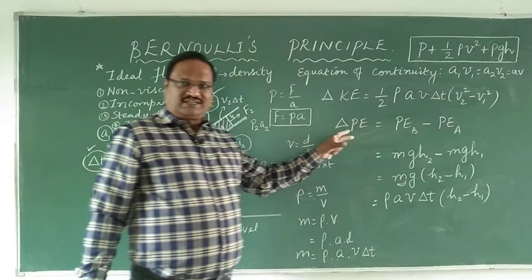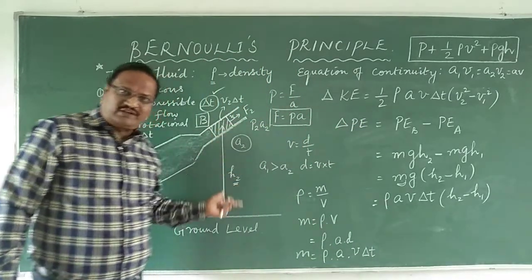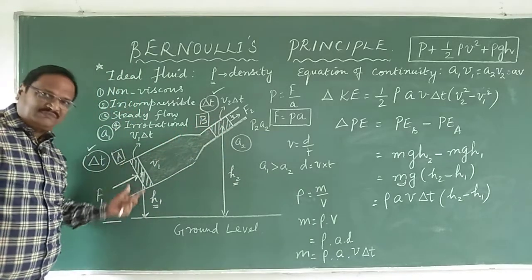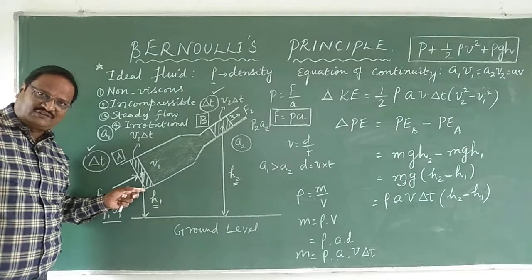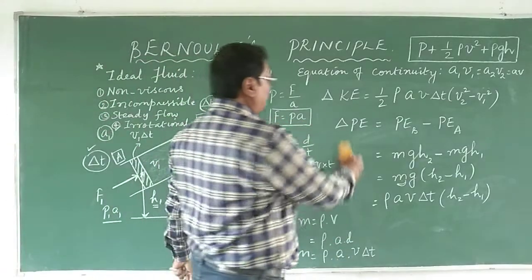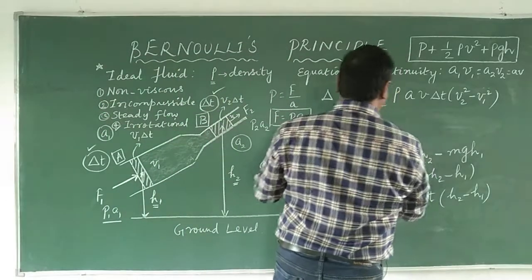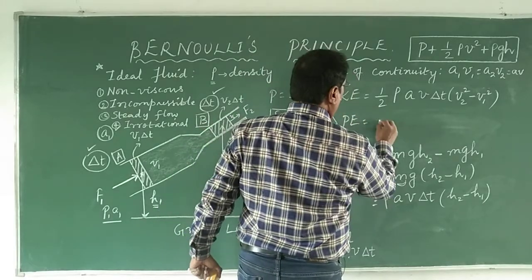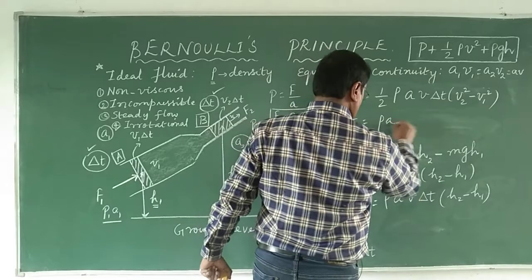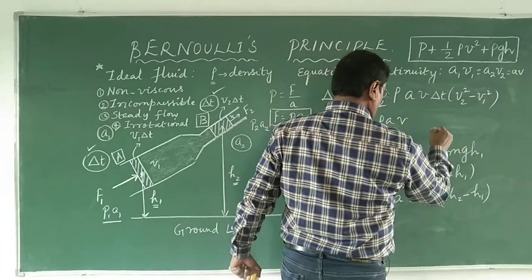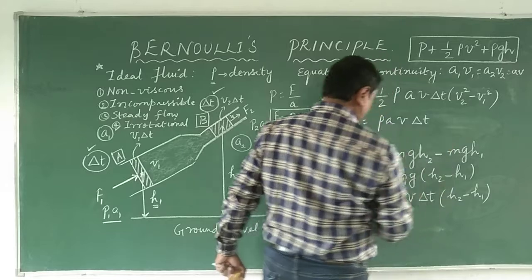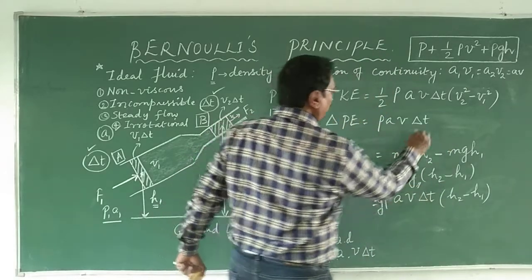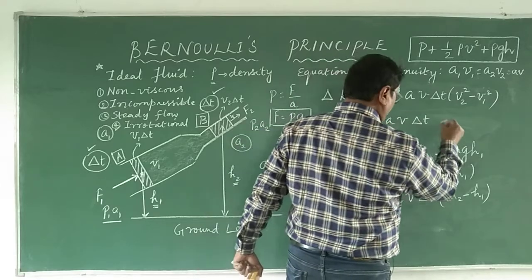So, watch it carefully. The potential energy at this point is mgh2 minus mgh1, right? So, this is what I have done here. Let me take the final result. Change in potential energy is equal to rho A V delta T. Yes, I forgot a term here, that is G. Okay, this G is there. G rho. Okay, start with G rho.